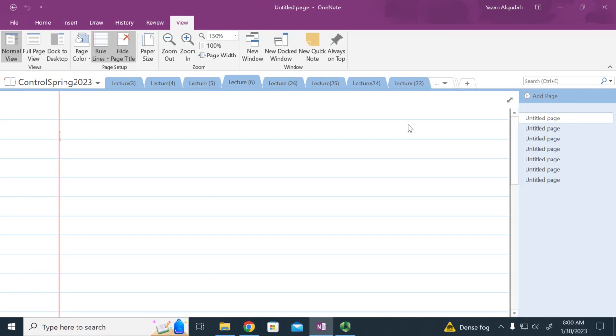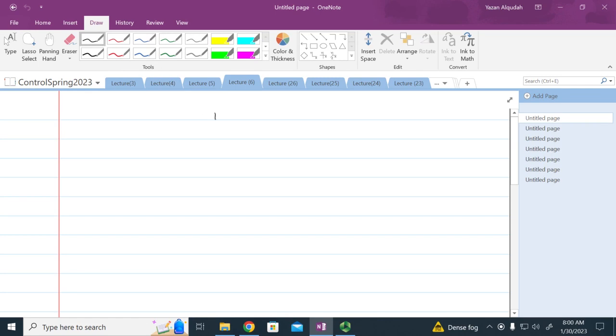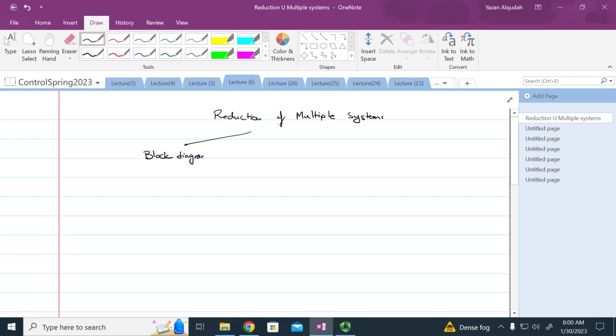Okay, so in the previous class, we started a new topic, which is the reduction of multiple systems. And therefore, we're going to continue today on this topic. So what we're going to be doing, we're going to be looking at two different representations of the system, which is the block diagram. And then we're going to introduce a new representation, which is the signal flow.